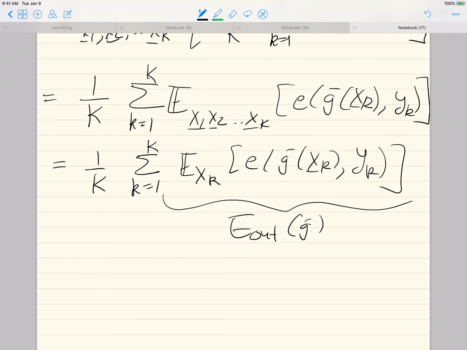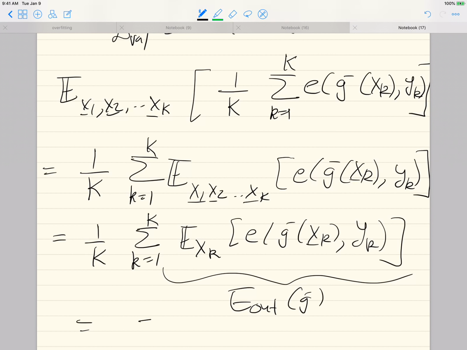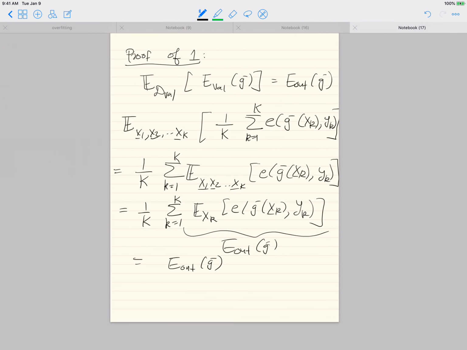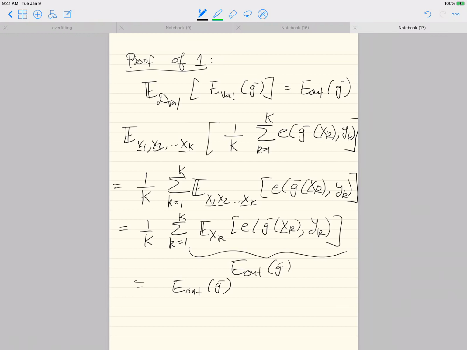So all of this is basically each term is E out of G minus. So this reduces to E out of G minus. This was the first property. We had two properties. One was that the expected value of this quantity is E out of G minus, which we intuitively agreed. This is a proof of it, fairly straightforward.